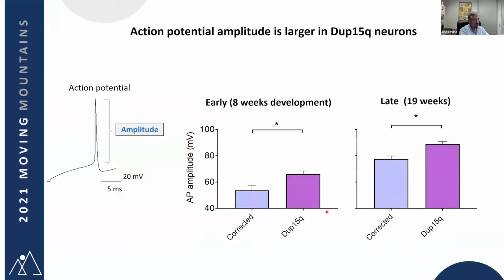First of all, if you just look at the blue bars, you can see that the corrected neurons, which would be like neurotypical neurons, have increased their amplitude, which is what we expect. This is the maturation that we expect during development. They have a larger amplitude later in development. But the Dup15q neurons still have an elevated level even compared to that. So this phenotype of increased action potential amplitude is seen both early in development, and is maintained even at later stages.